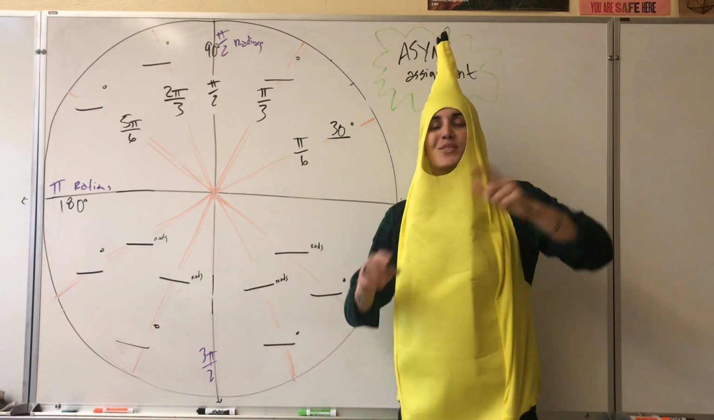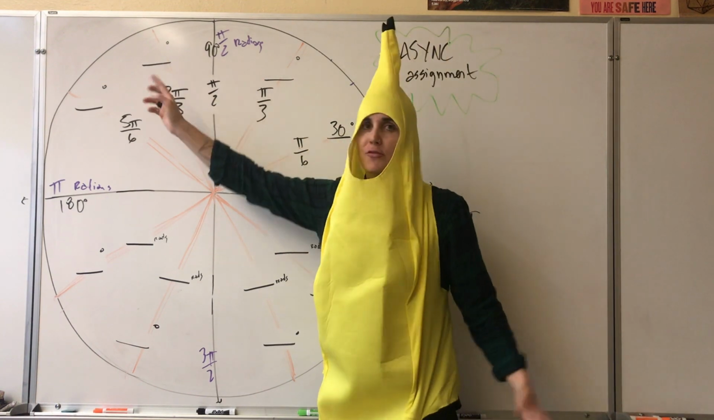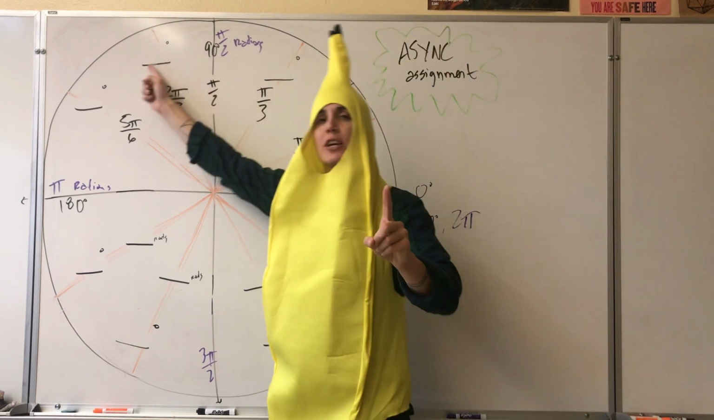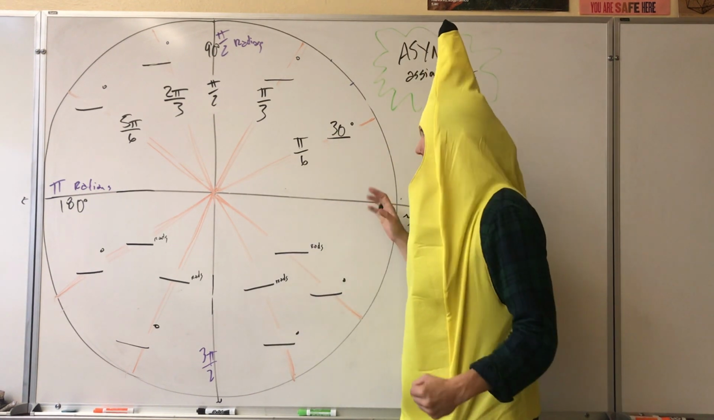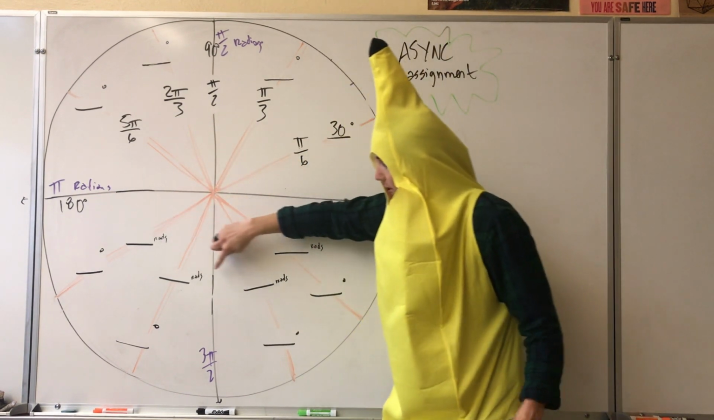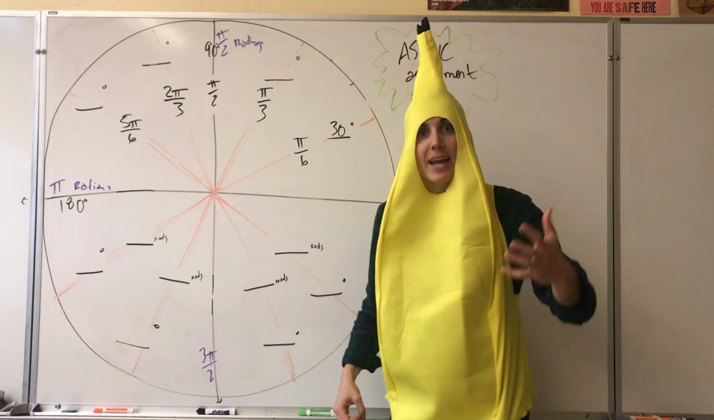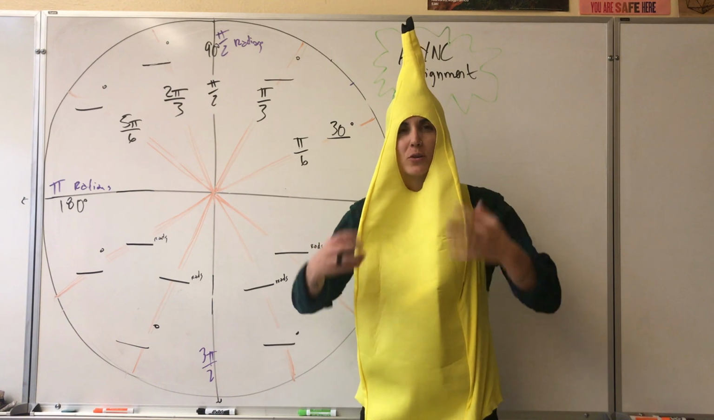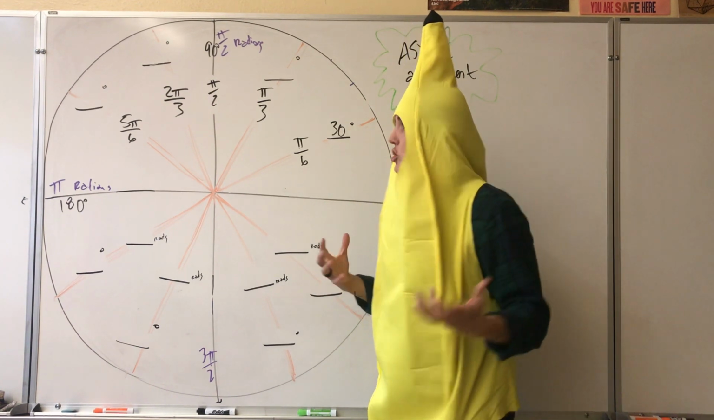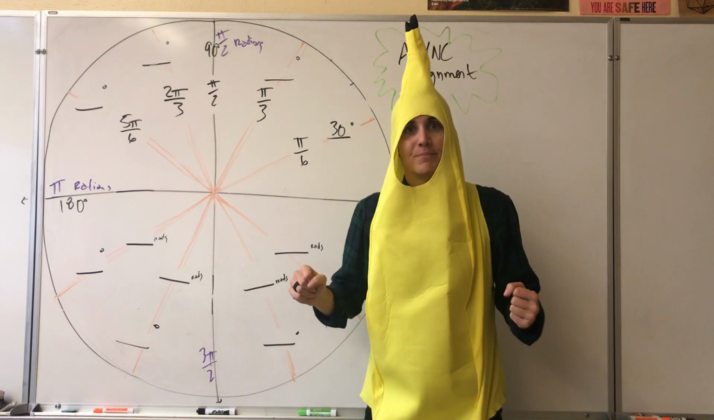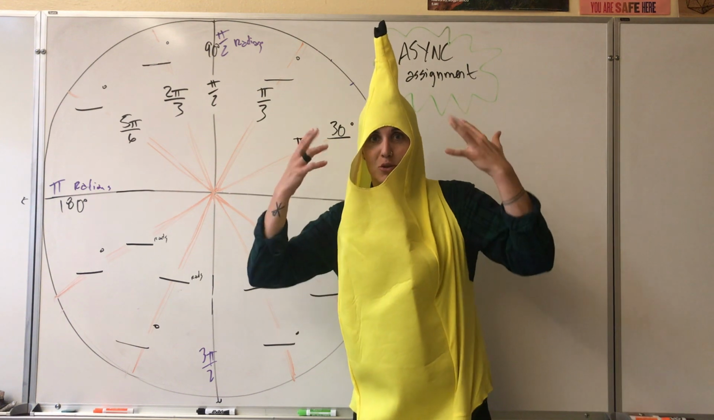That brings us to your asynchronous assignment. I would like you to please first fill out the degree measures for each of these 6th slices, and then also fill in the corresponding radian measures for each of these lines. Once again, on our way to building a unit circle, really steeped in our understanding of trigonometric relationships and angle measures. Bonus points if you also submit a picture of you wearing a costume.